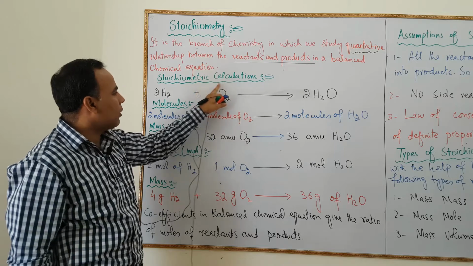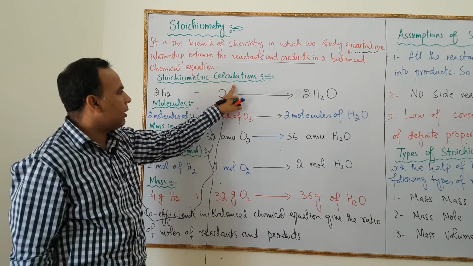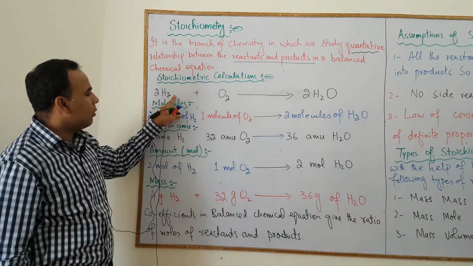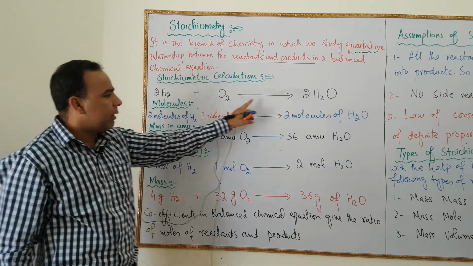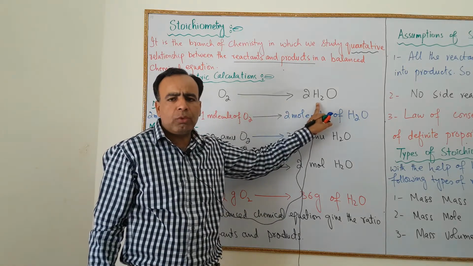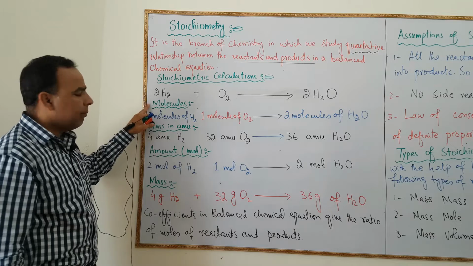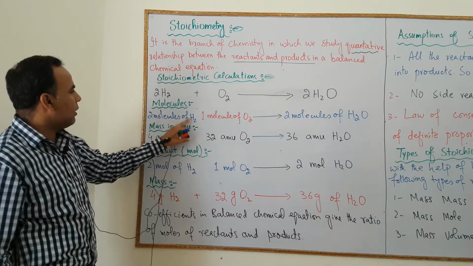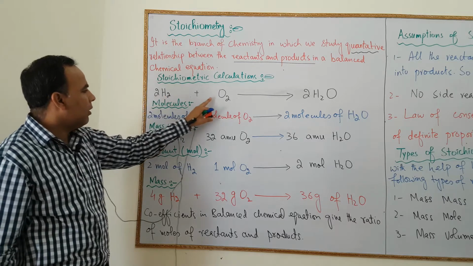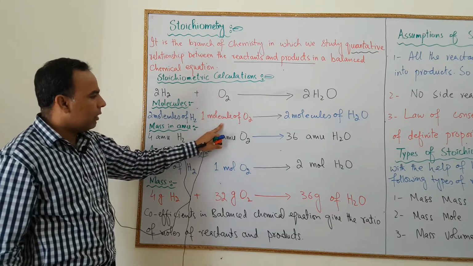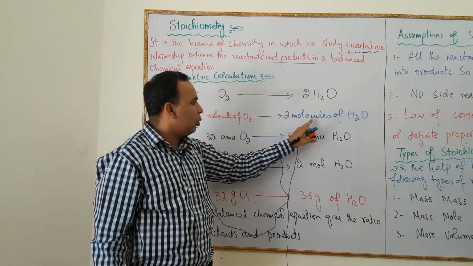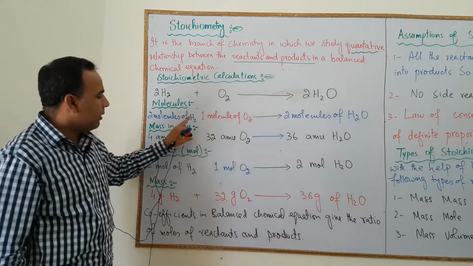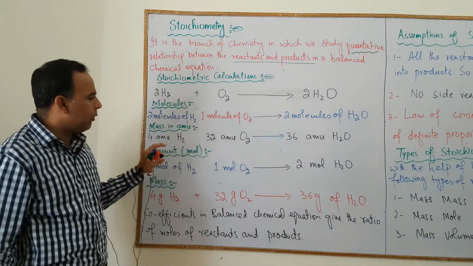Now, what are stoichiometric calculations? When hydrogen reacts with oxygen, water is produced. Dear students, in the case of molecules, you may see that there are two molecules of hydrogen and one molecule of oxygen. Then two molecules of water will be produced, and this is according to the balanced chemical equation.